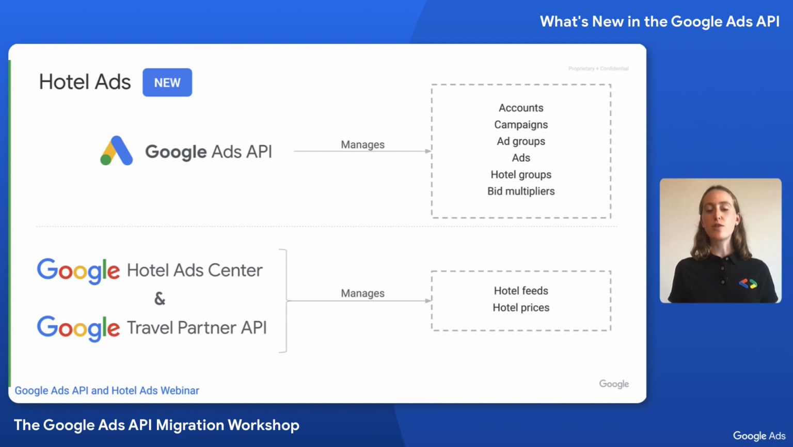Now, you can use the Google Ads API for the majority of the actions that you would have used the Travel Partner API for. The main actions that you can't use the Google Ads API for are creating, updating, or deleting hotel feeds and hotel pricing information. For these, you still need to use Hotel Center. Hotel ads are available for allow-listed accounts only, so make sure to contact your Google rep if you want to use this feature. My colleagues did an in-depth webinar on hotel ads in the Google Ads API, so make sure you check that out as well for more information.